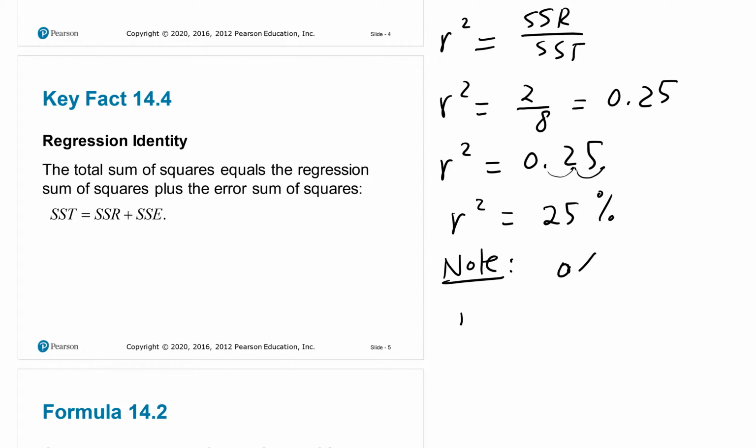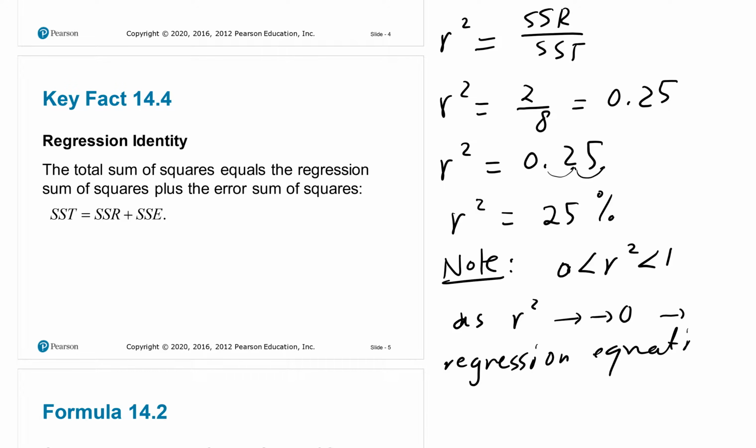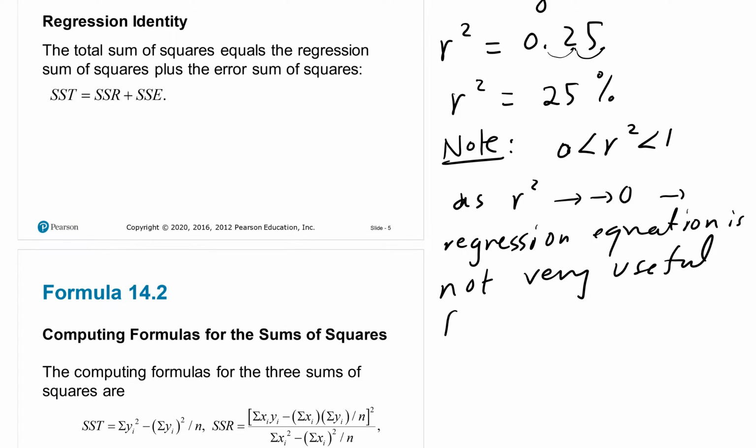As a note, r squared is between 0 and 1. As r squared gets closer and closer to 0, we say the regression equation is not very useful for making predictions.